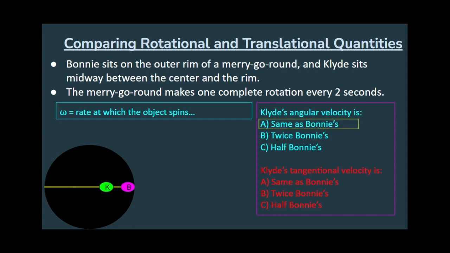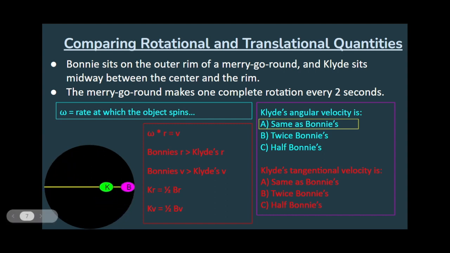But what about their tangential velocity? Is Clyde's the same, twice, or half? When relating rotational and translational quantities, we know that omega times the radius is equal to the velocity, and we'll talk more about this on the next slide. But we know that Bonnie's radius is greater than Clyde's radius, and therefore Bonnie's velocity would be greater than Clyde's velocity. Since Clyde's radius is half that of Bonnie's radius, that means that Clyde's velocity is half the velocity of Bonnie's velocity. Therefore, Clyde's tangential velocity is half Bonnie's velocity.